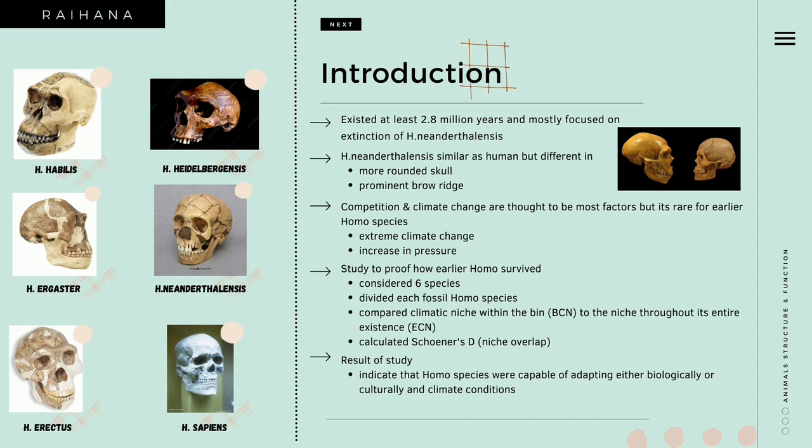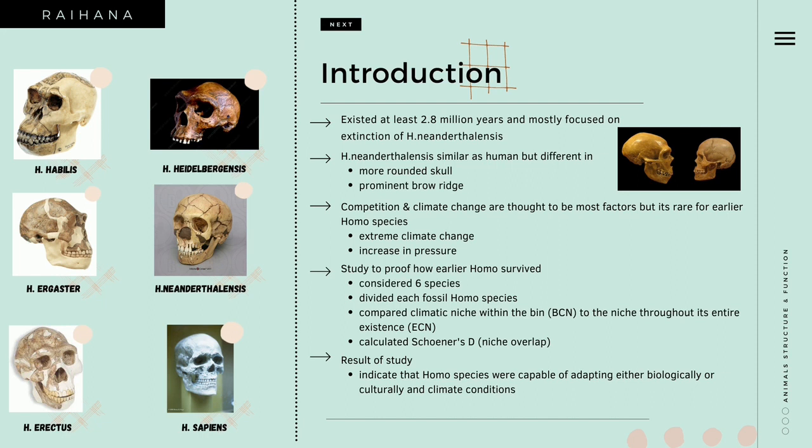Homo species existed for at least 2.8 million years, and this study mostly focuses on the extinction of Homo neanderthalensis. Homo neanderthalensis was similar to humans but different, with a more rounded skull and a prominent brow ridge. Competition and climate change are thought to be the main factors, but it is rare for earlier Homo species because they faced extreme climate change and increased pressure. There is a study to prove how earlier Homo survived.